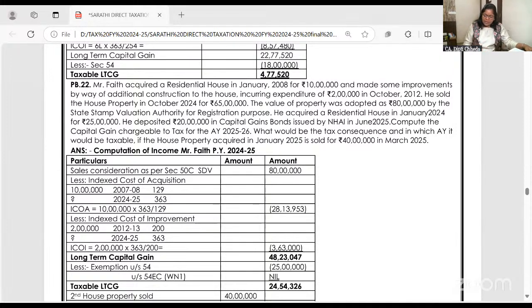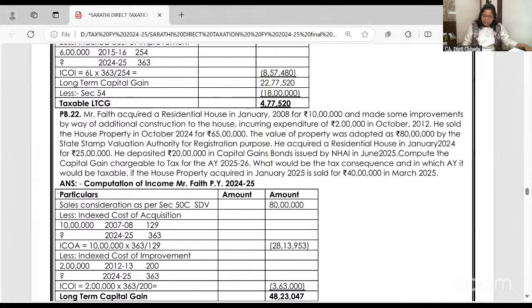That's very important. Faith acquired a residential house in January 2008 for 10 lakhs and made some improvements, including construction. Okay, January 2008, so which year's index will you take? It's January 2008. Quick answer. 7-8, very correct. So 7-8 index. And in October some addition is also done. He sold the house for 65 lakhs. Stamp duty value is 80 lakhs.